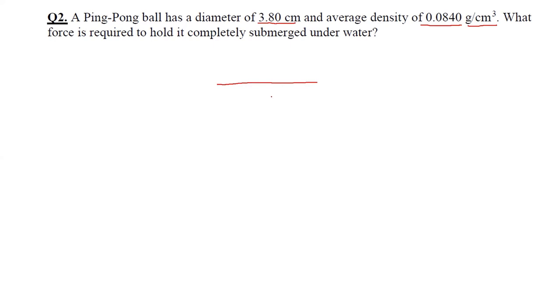So this is my water. Of course, if I put my ping pong ball, it has, of course, a spherical shape. If I don't hold it, it will float because the density is less than the density of water. By the way, what is the density of water? 1,000 kilogram per meter cube. In gram per centimeter cube, what is it? One gram per centimeter cube, okay? Because here you have 1,000. Well, you know how to do it, right?